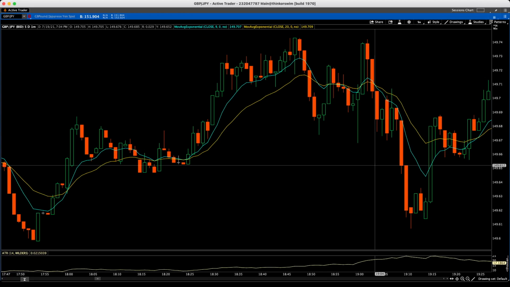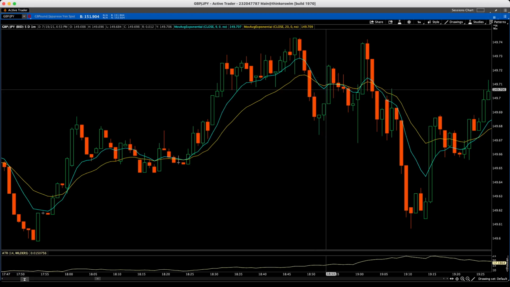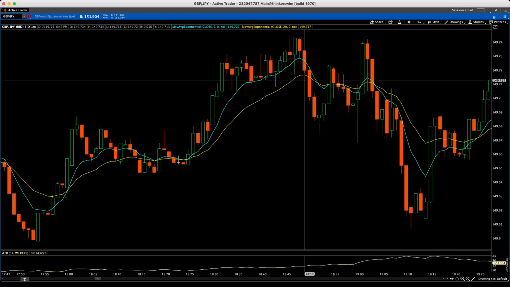And then another way is, maybe you say, well, hey, I don't care if the 9 EMA breaks below, but if a candle breaks below, like it did here, breaks below the 20 EMA, then I'm out, right? Maybe that's another stop loss area for you there, right?